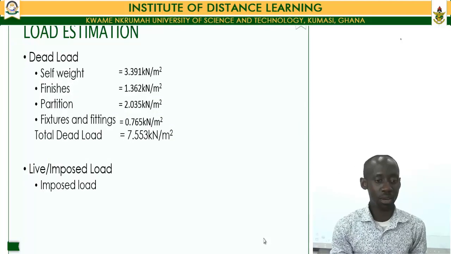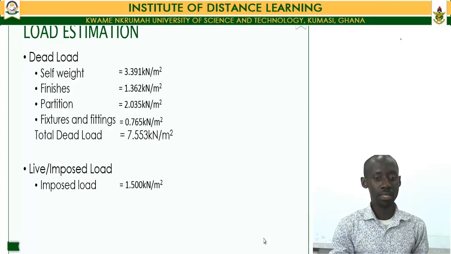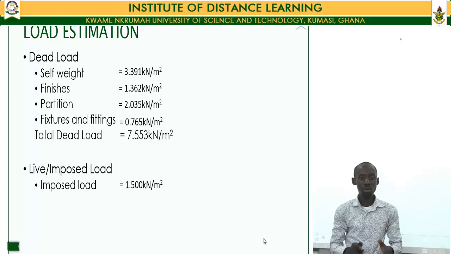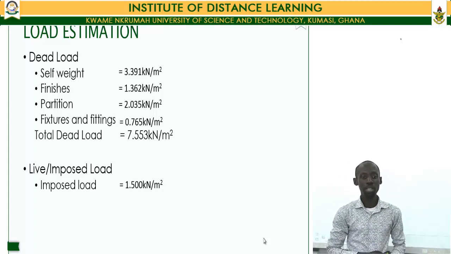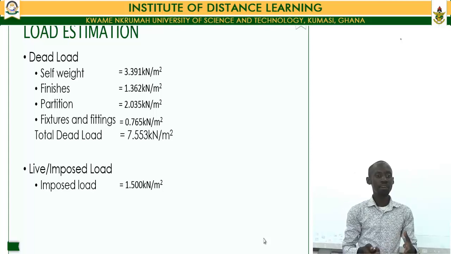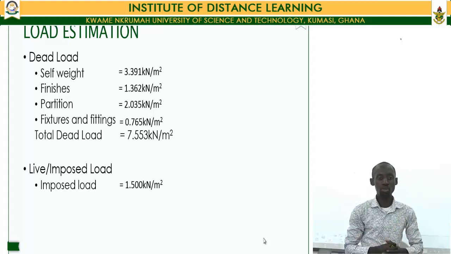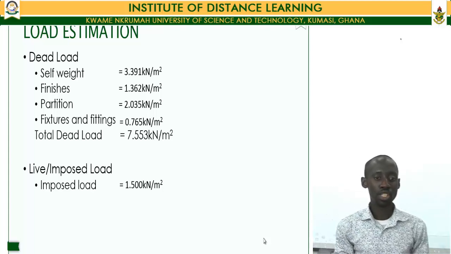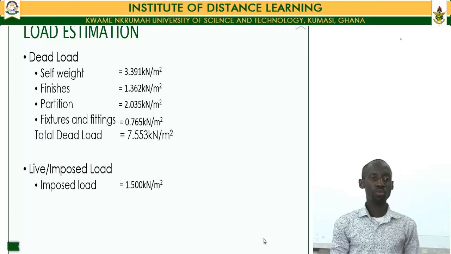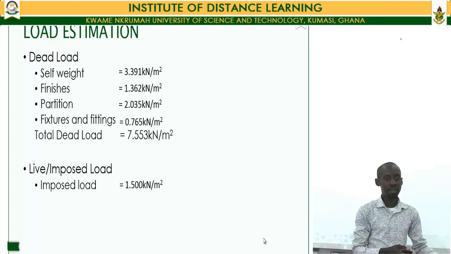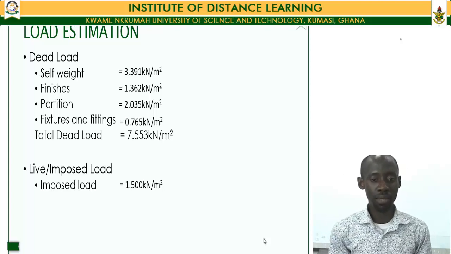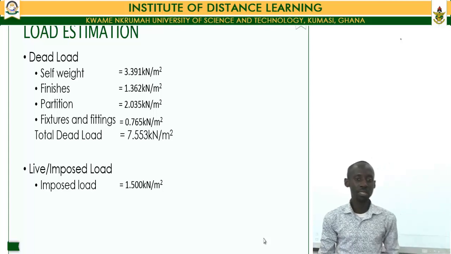In which case our imposed load, or the load that we are going to impose on our building, now becomes 1.50 kilonewtons per meter squared. Now, having arrived at our dead load and our imposed load, we are now supposed to determine our design loads as we learned in unit 1. So then we go to our partial factor of safety table that we saw in unit 1, and we factor our loads as we have calculated.